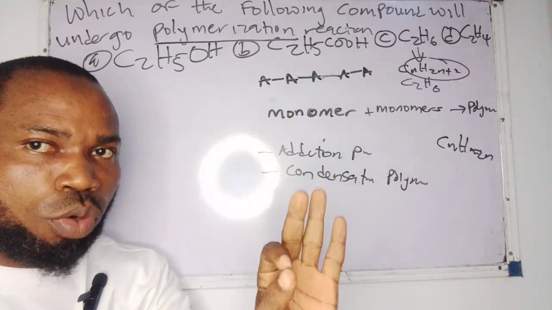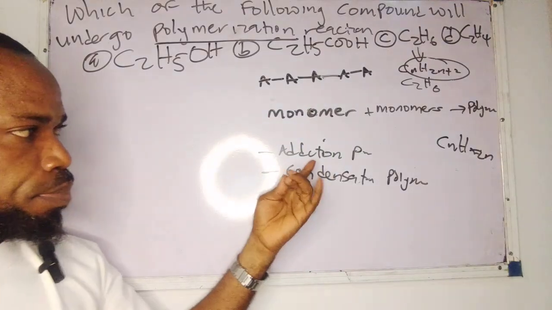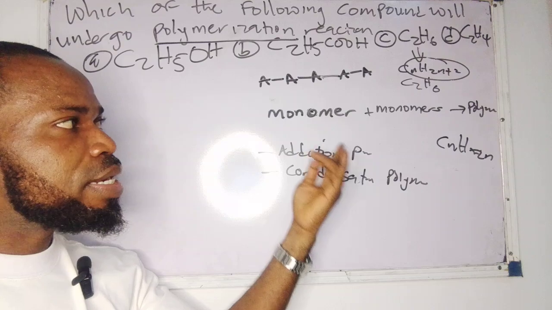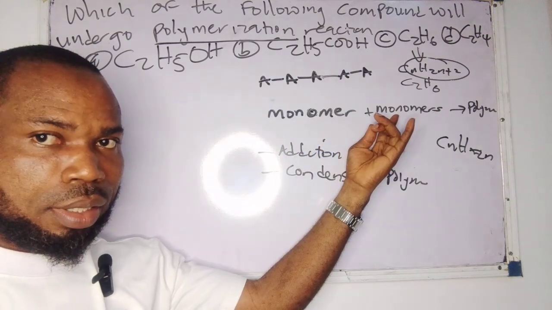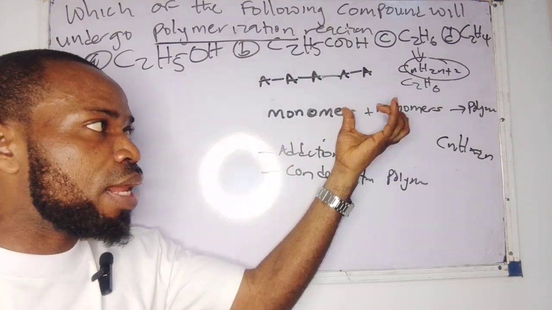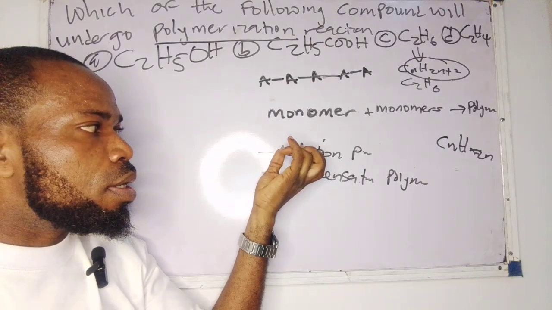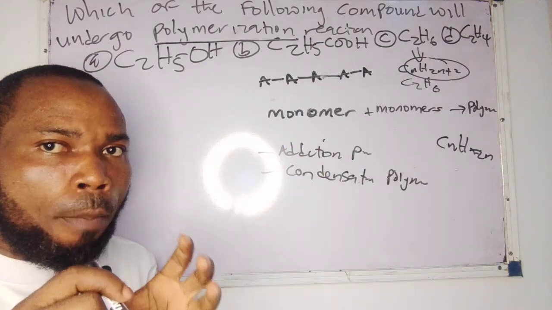Let's go to a question, for example. Look at the meaning of addition polymerization. This means that when I add monomers together to form polymers, no small amount of compound is removed.